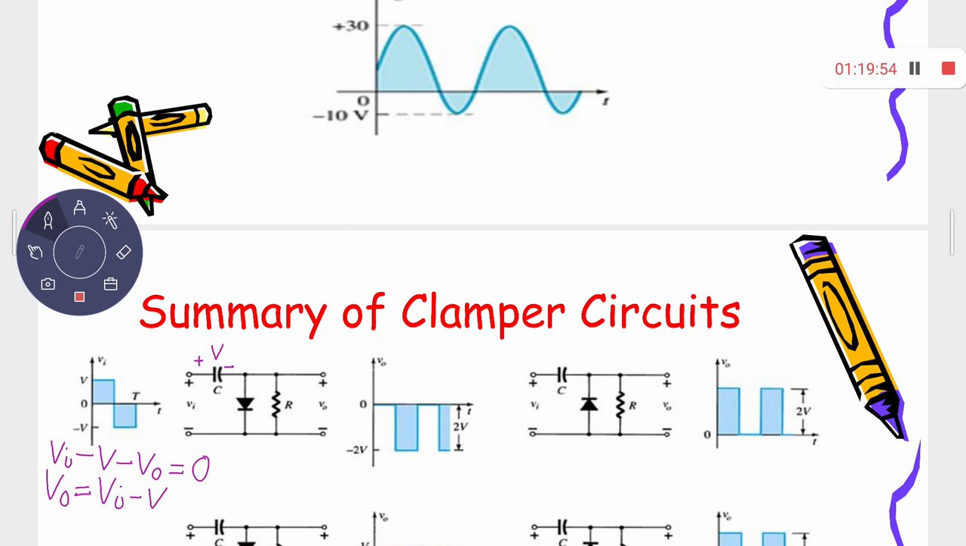So when VI is plus V, output is 0. When the VI is 0, output is minus V. When the VI is minus V, the output is minus V. So you have this fluctuation once again, plus V to minus V, a 2V change, but here the DC level is held at minus V. Clear?